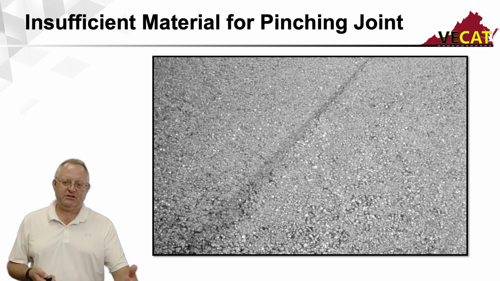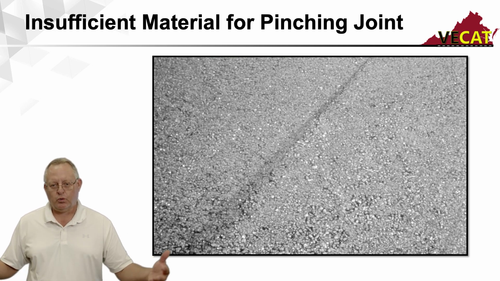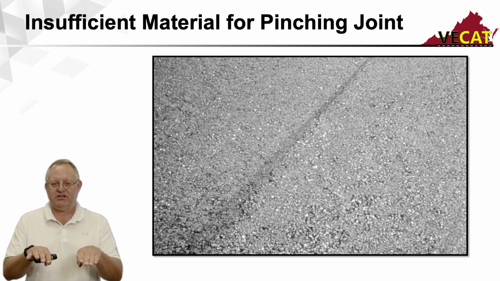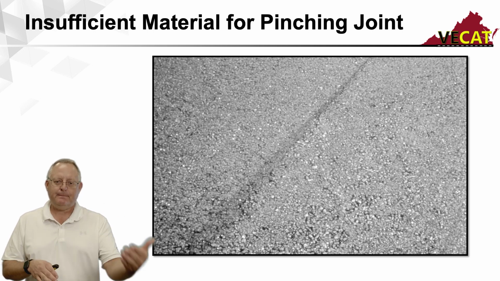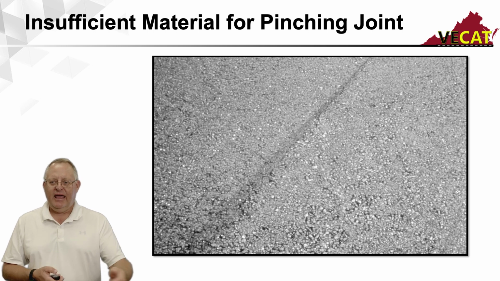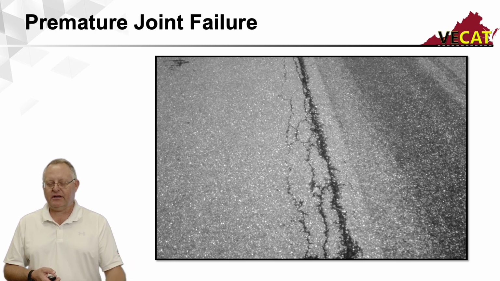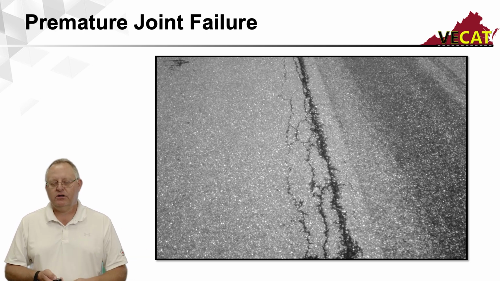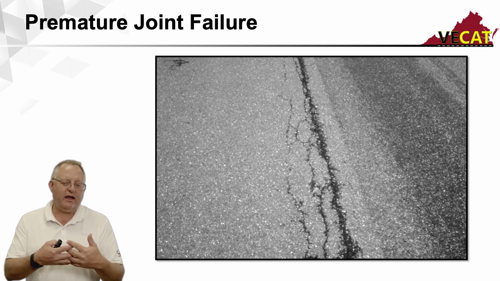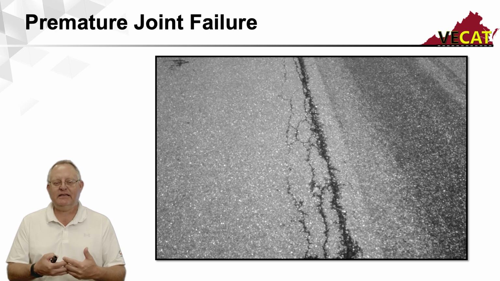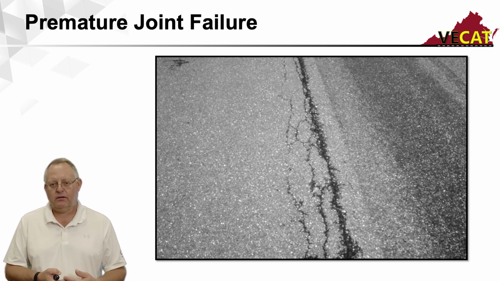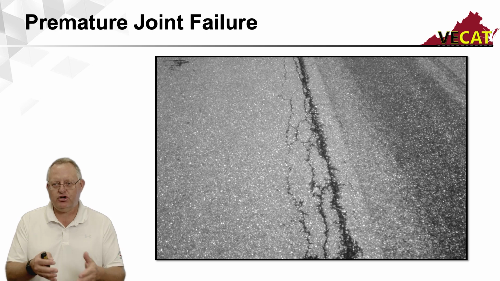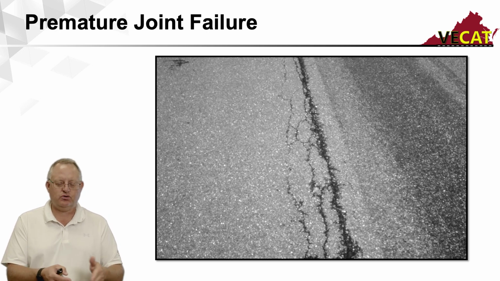Sometimes we don't have sufficient material at that joint, so as we're rolling it down, we essentially bridge it, and when we bridge over it, we don't get all the density that we need, and in time, we start getting cracking. So you start seeing cracks parallel to the longitudinal joint. And then as those cracks form, you start to get some transverse cracks. The next thing you get is you start getting potholing. So making sure that at that joint, to prevent joint failure, we have proper compaction.